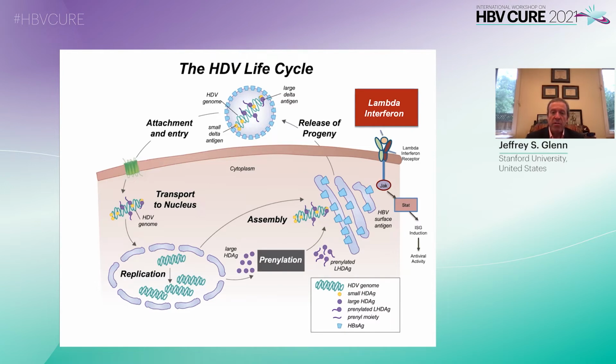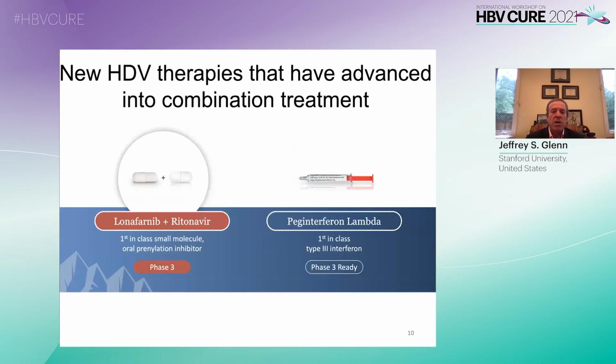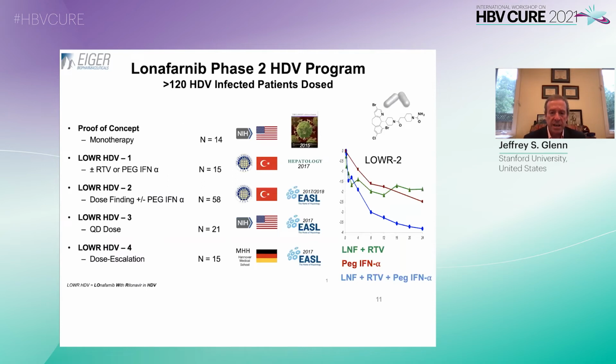And I will now focus the rest of the talk on these new therapies that have advanced into first combination treatment. And that involves Lonafarnib combined with pegylated interferon lambda. So I'll briefly review each of these separately and then focus on the exciting new combination data. So Lonafarnib is a small molecule inhibitor of a host cell farnesyl transferase. That's the enzyme that attaches the prenyl lipid onto the large delta antigen.